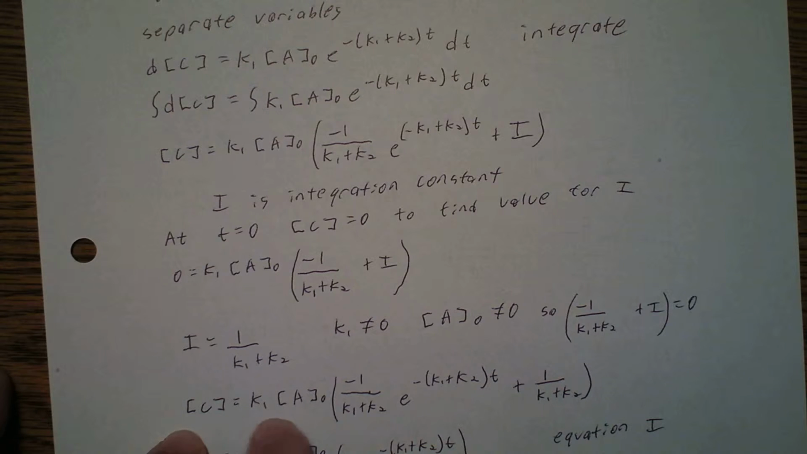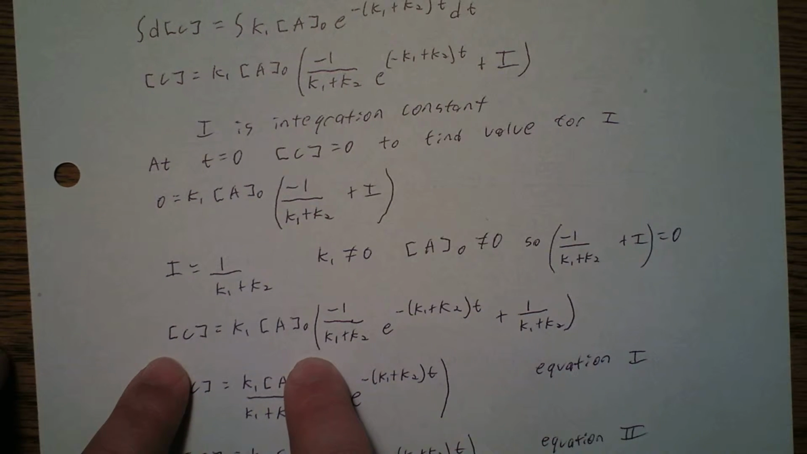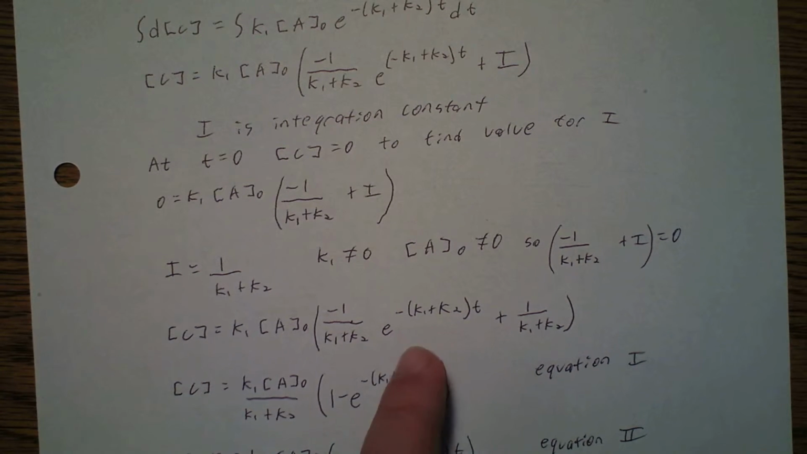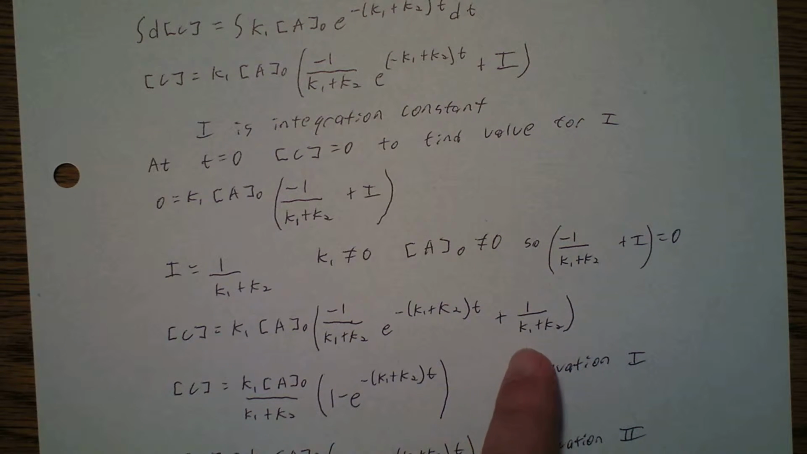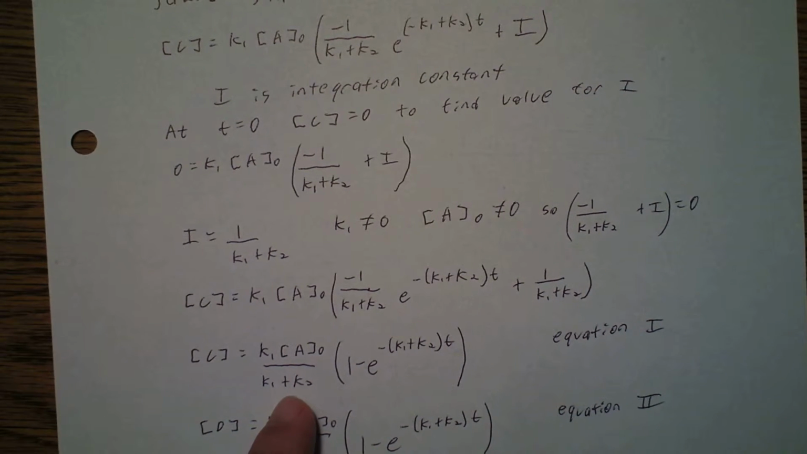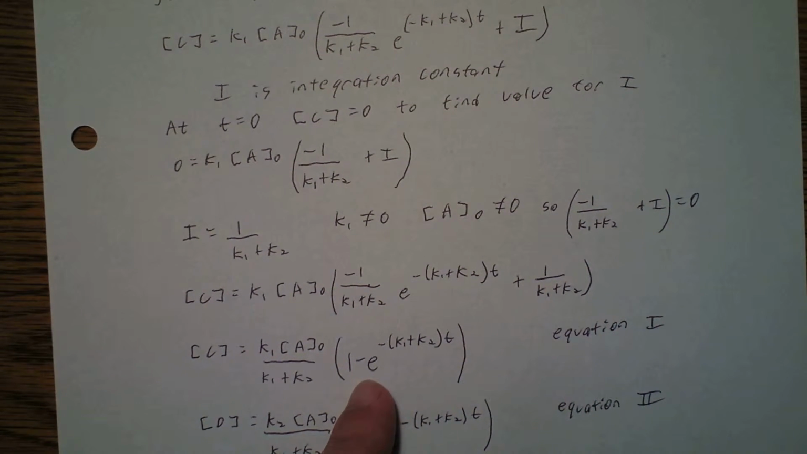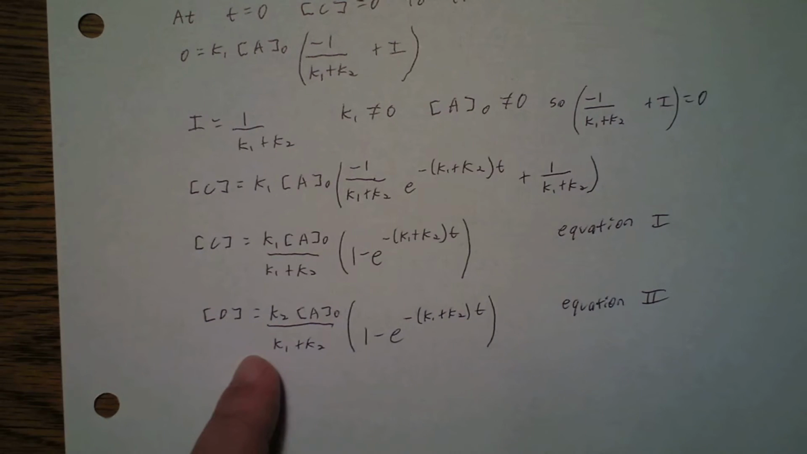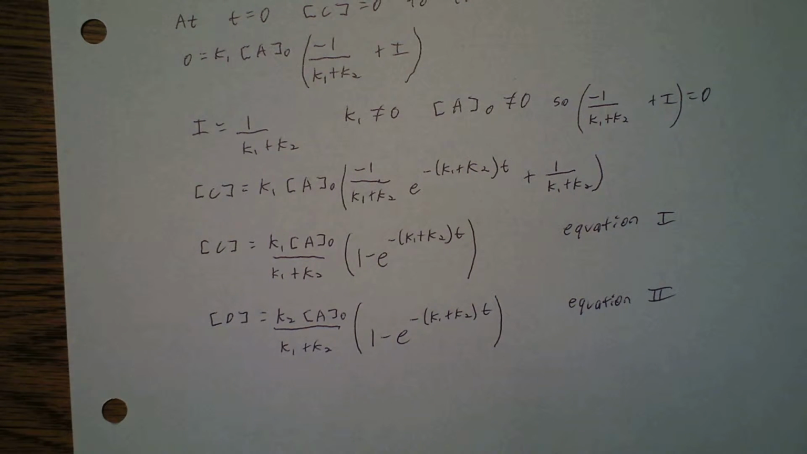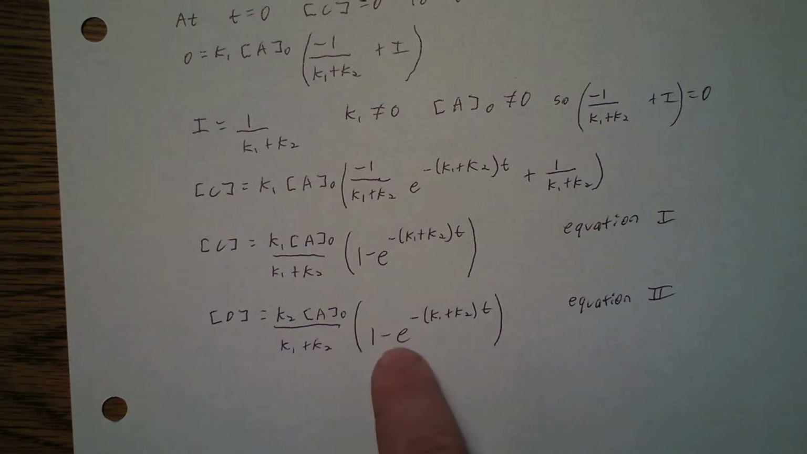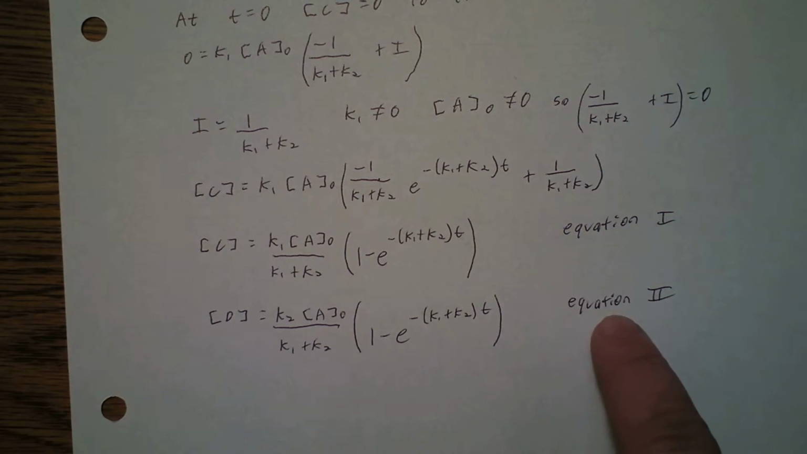So the concentration of C is equal to K1 times the initial concentration of A times minus 1 over (K1 plus K2) times e to the minus (K1 plus K2) times T, plus 1 over (K1 plus K2). So we get the concentration of C equal to K1 times the initial concentration of A over (K1 plus K2) times (1 minus e to the minus (K1 plus K2)T). That's equation 1. Then we have the concentration of D, the other product, the competing product. It's going to be equal to K2 times the initial concentration of A over (K1 plus K2) times this whole quantity here, 1 minus e to the minus (K2 plus K1) times T. We'll call that equation 2.